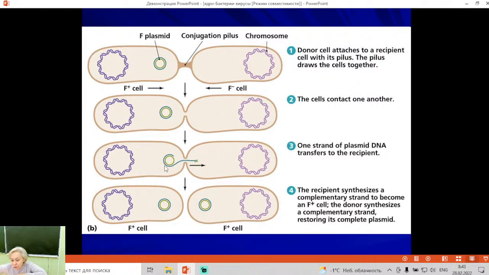One strand of plasmid DNA transfers to the recipient, and after that the recipient synthesizes a complementary strand to become an F+ cell. The donor synthesizes a complementary strand, restoring its complete plasmid. And as a result, you can see two bacteria which have the plasmid. This is the process of conjugation.